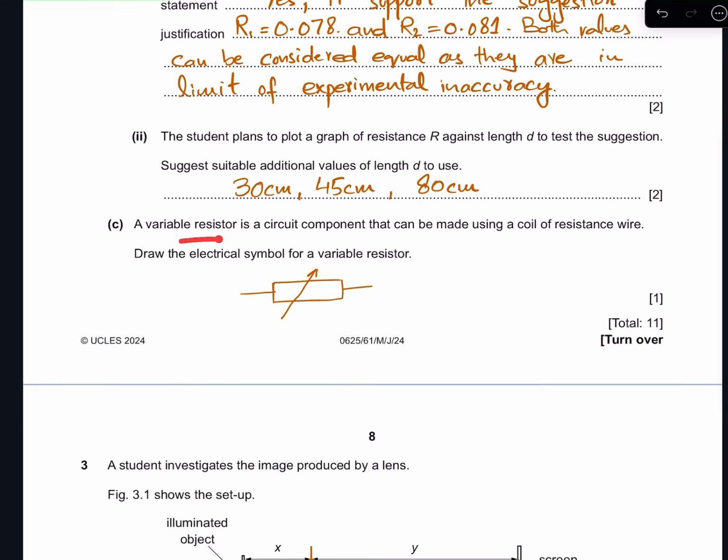C part. A variable resistance is the circuit component that can be made using a coil. आपने variable resistor का symbol draw करना है. So that is the symbol for it. Okay.